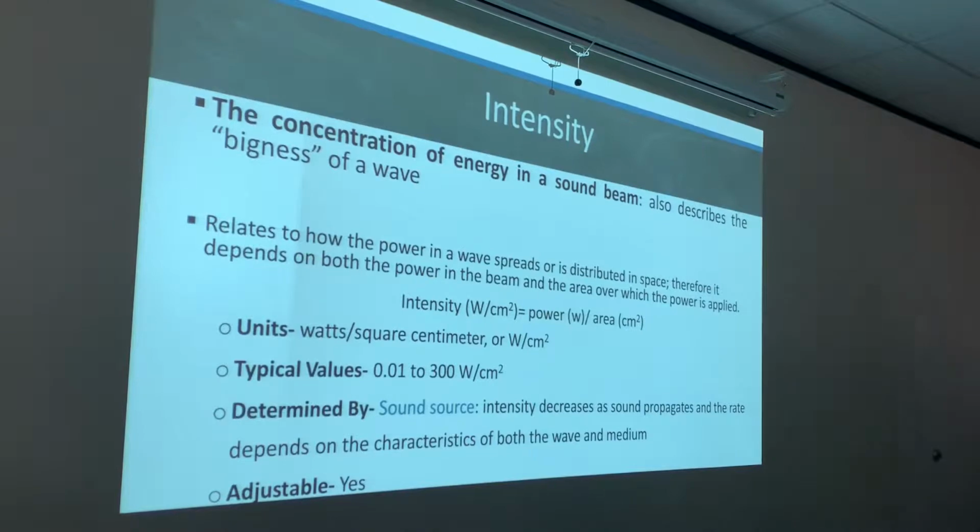So let's talk about intensity. Intensity is the concentration of energy in the sound beam. It also describes the bigness of a wave.